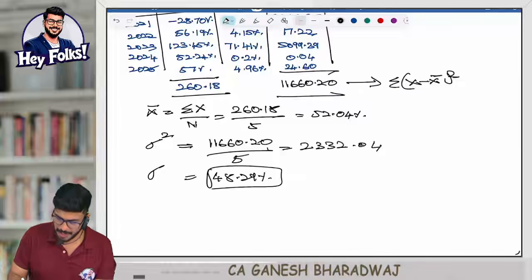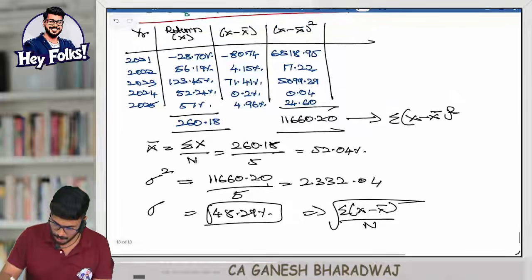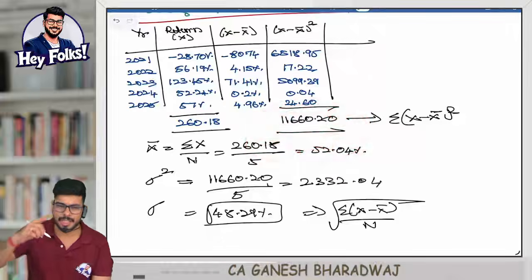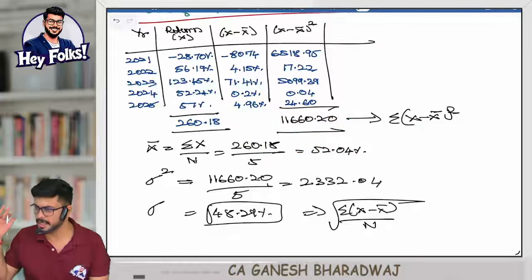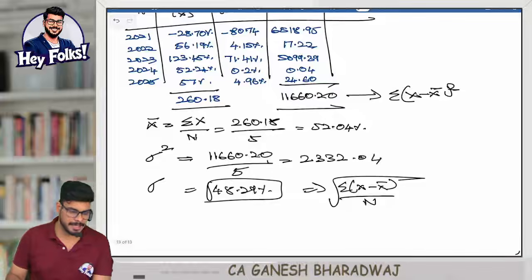48.29% roughly. Or can I say, guys, standard deviation is nothing but square root of sigma x minus x bar upon n. I'm just putting a formula to this. That's all we did. This is nothing but the sum total of this column x minus x bar, and we took an average of that. That is only variance. Square root of variance is only standard deviation. Is that clear? Are you all able to understand? That's about it.